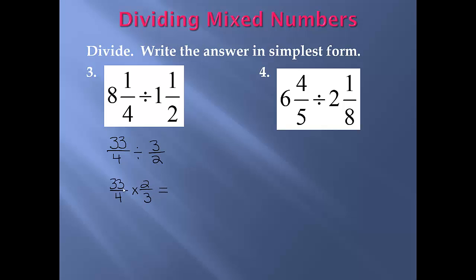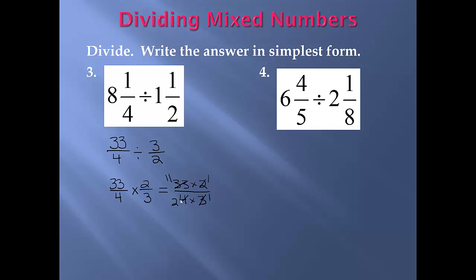Now we will multiply across. We have 33 times 2 for the numerator and 4 times 3 for the denominator. Our next step is to see if we can simplify. We can divide both 33 and 3 by 3. 3 divided by 3 is 1, and 33 divided by 3 would be 11. We can also simplify the 2 and 4 because those can both be divided by 2. 2 divided by 2 is 1, and 4 divided by 2 is 2.